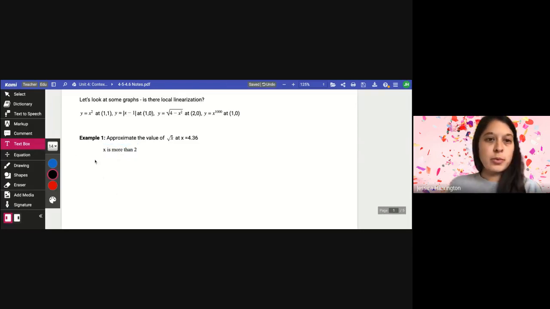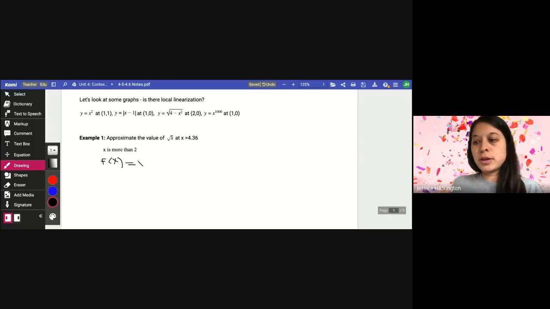Okay, so we know, and I'm going to write that f of x is equal to root x, which is equal to x to the 1/2. So if we find the derivative, f prime of x, that will be equal to 1/2 times x to the negative 1/2. It's one we've done many times.